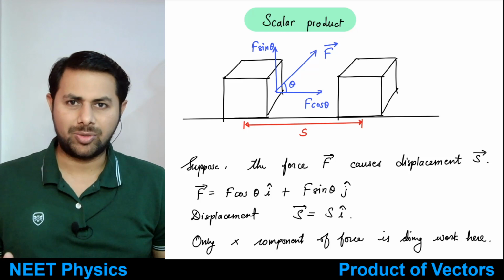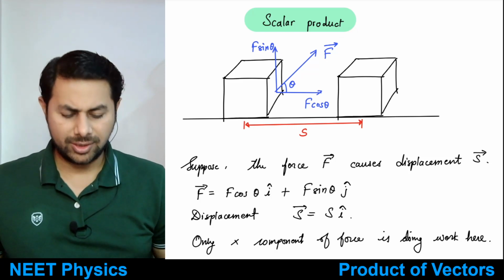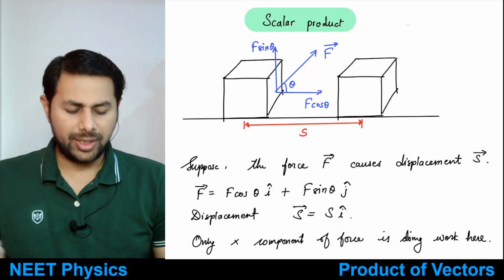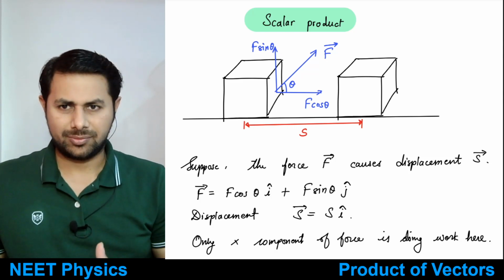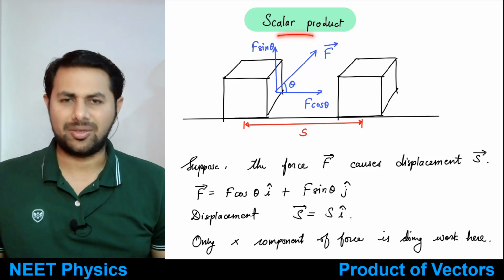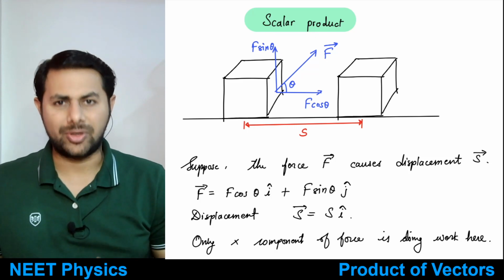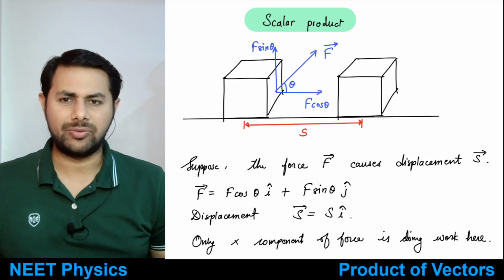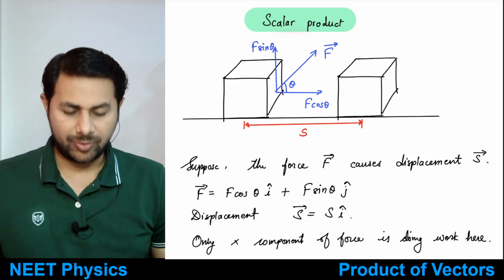So there are two types of products. One is scalar product and one is vector product of vectors. So what's the difference between them? Broadly, if you multiply two vectors and the result of the product is a scalar quantity, then it is known as a scalar product. And if you multiply two vectors and the result of the product is a vector quantity, then it's known as a vector product. So it's very simple, right? So let's talk about the scalar product first.